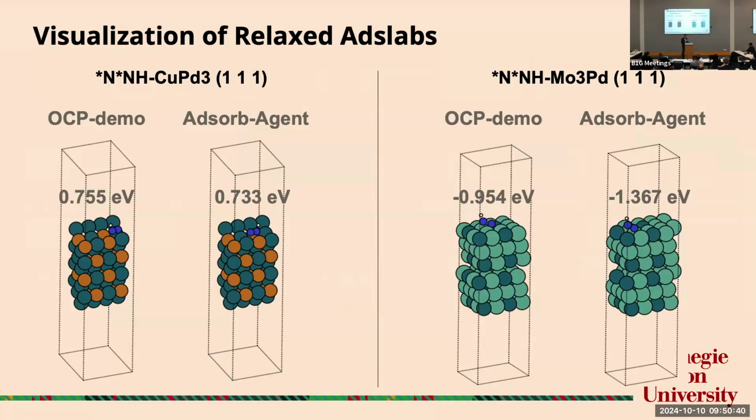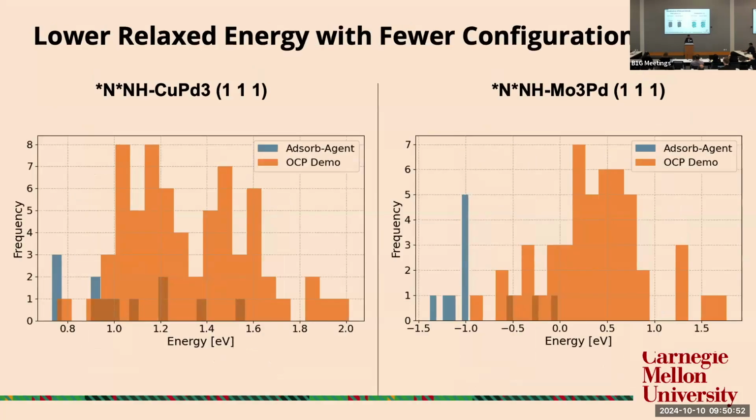So this is the visualization of relax. Relaxed adsorbate on slabs, as you can see, for both surfaces, and the minimum energy that we got using LLM-assisted search. Also, this is another lower relaxed energy with fewer configurations. You can see the original OCP demo, the orange bars, shows how much effort you need to use exhaustively, as opposed to AdsorbAgent, which is using the LLM.